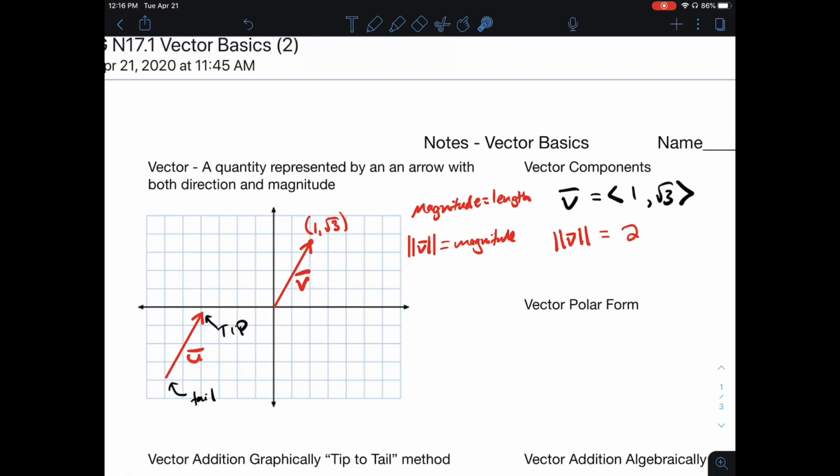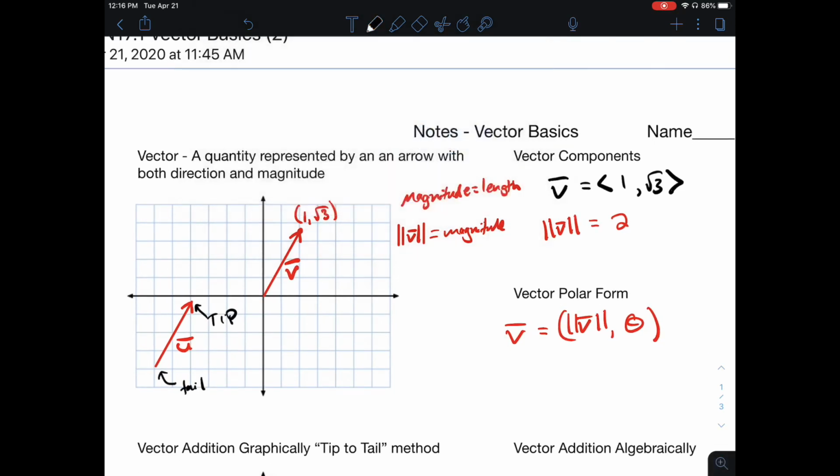Vector polar form, we're not going to get too deep into this today either, but for polar form of this vector, we would put the length of the vector, the magnitude, followed by the angle theta in standard position. Now, if I draw this vector off to the side, I have this right triangle. We know one leg is 1, the other leg square root of 3. Special right triangle, when the legs have that relationship, the hypotenuse is 2. This is 30 degrees, this is 60 degrees. So in polar form, this vector would be 2, 60 degrees. 2 is the radius, the hypotenuse, and 60 degrees is the angle in standard position.